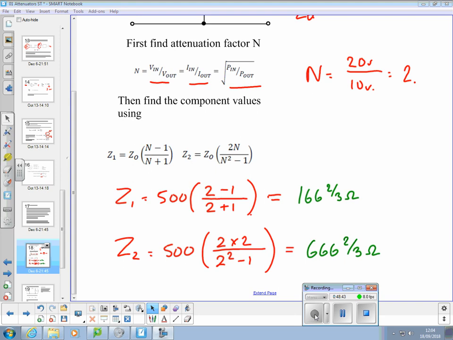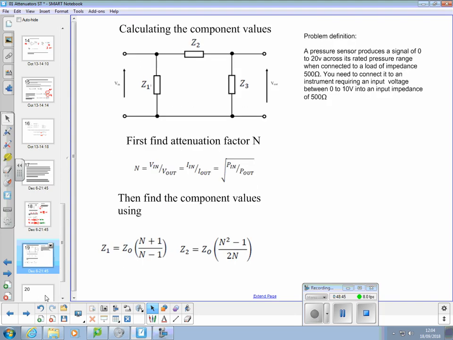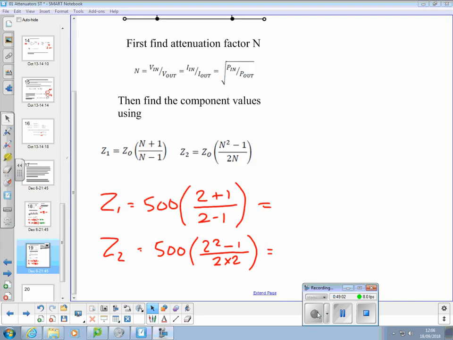Right, just repeat that exercise. On there, you've got the formulae, and N is going to stay the same, still V in over V out, 2, but calculate the values for a pi type. Unfreeze the board, might help.